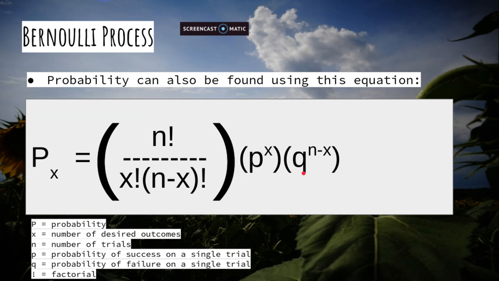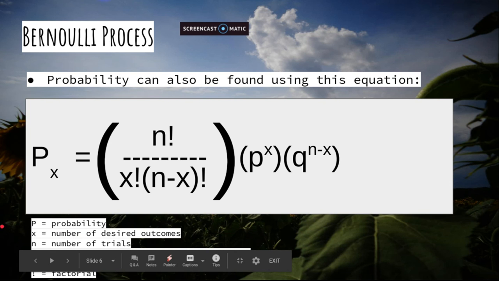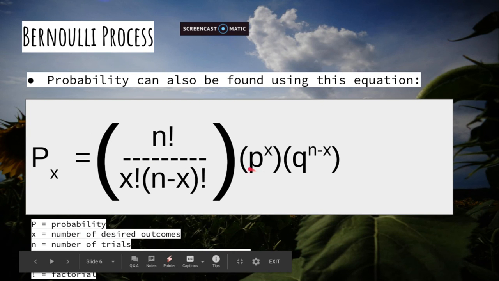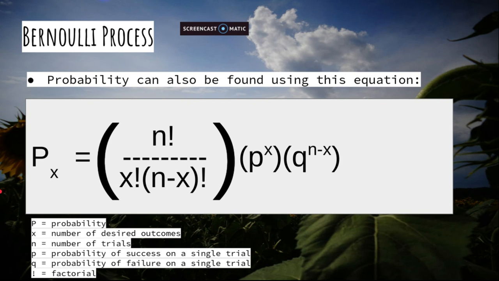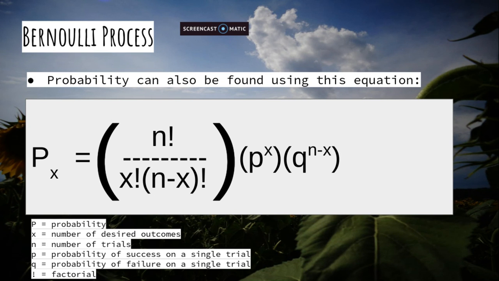So that looks complicated, but when you find all the things that you plug in for these numbers, it goes quick. So uppercase P is probability. So there's 2 P's in here. Remember, though, they're not the same thing. X is the number of desired outcomes. So we already had an equation like that when we were doing relative frequency. N is the number of trials. P is your probability of success on a single trial. So you'll use this if there's multiple trials. Q is probability of failure on a single trial. And exclamation point is factorial. So remember, it's not n, it's just n factorial.